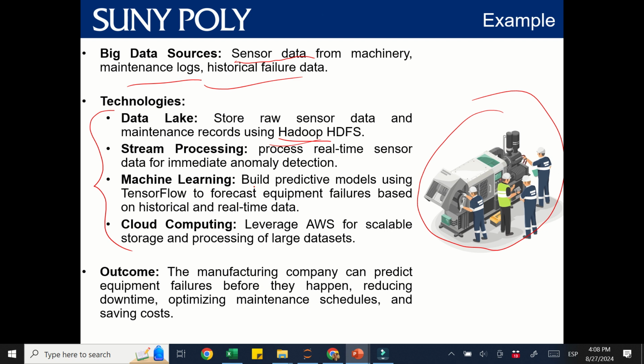Machine learning, so we need to create some predictive models to be able to forecast when the equipment is going to fail. That's for preventive maintenance. Cloud computing is relevant here if we want to deploy the models in web services such as Amazon Web Services or Azure. So there are some key concepts to be able to do that. And the outcome of these applications: the manufacturing company can predict equipment failures before they occur, reducing downtime, optimizing the maintenance schedules, and of course, saving costs.